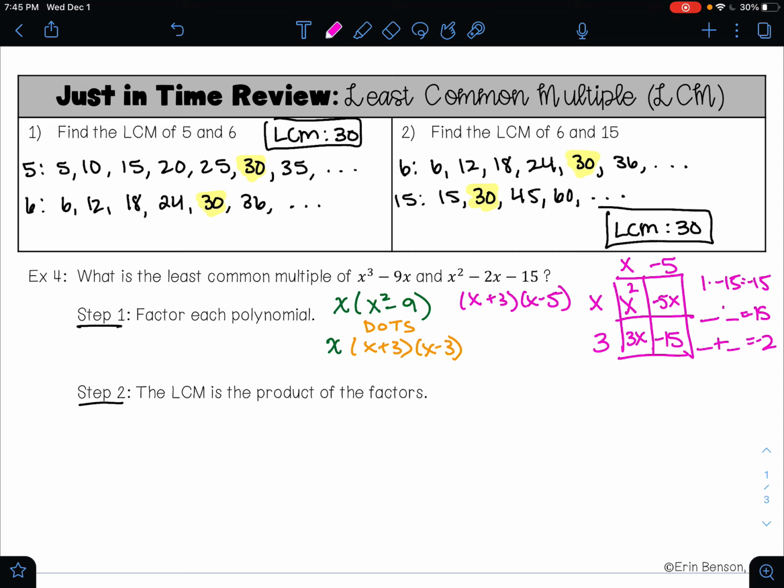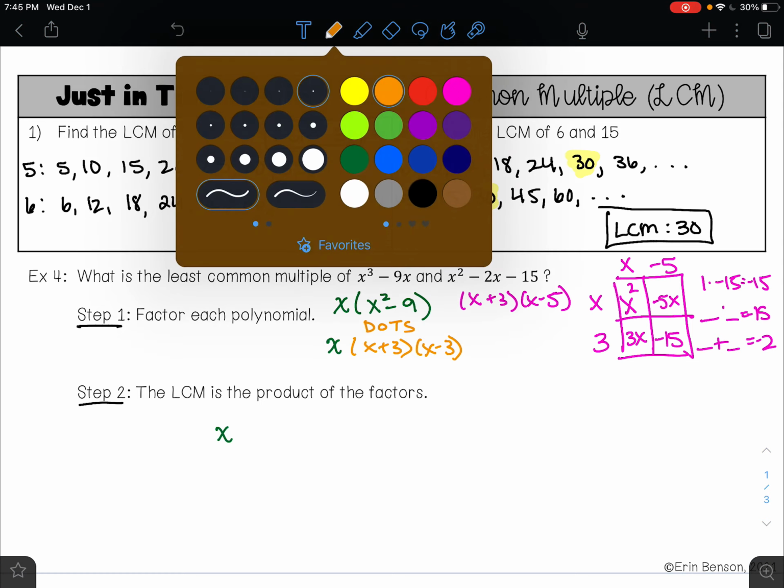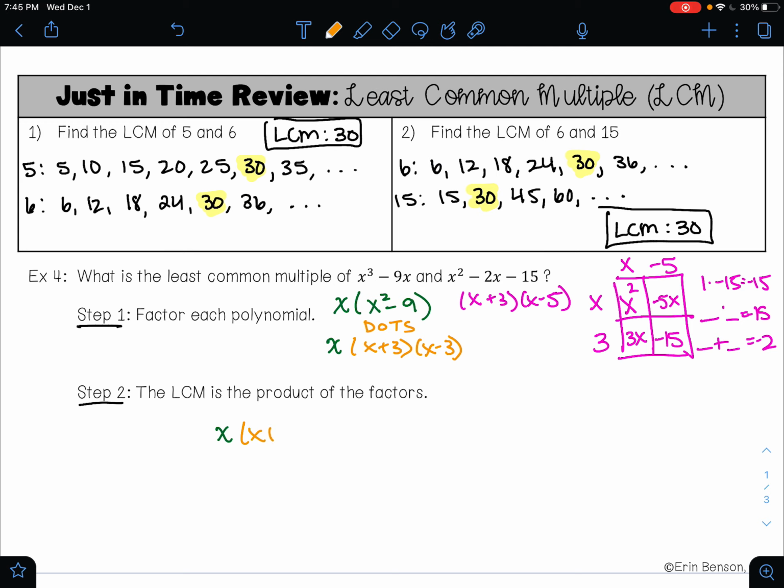Step 2 says the least common multiple is the product of the factors. So let's see. I have x as a factor, and then I have x plus 3 as a factor. Now both of these have x plus 3. It only occurs once in each of these factors, so we only need to have it once here.